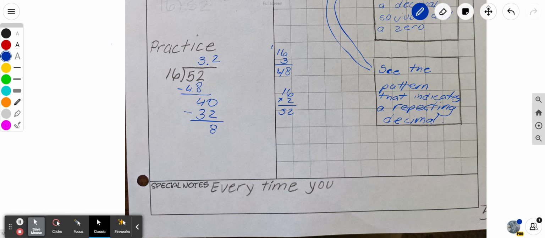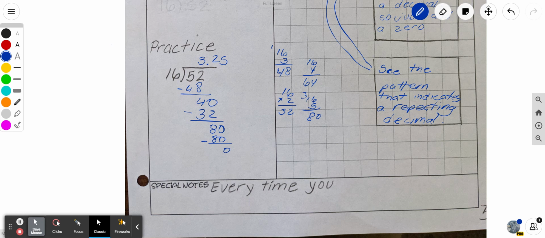16 does not go into 8, so I'm going to have to add a 0. Now I'm going to divide. 16 goes into 80. Well, I know it has to be more than 3 times. So let me try 16 times 4. Well, 16 times 2 is 32. 16 times 4 is 64. That's not quite enough. Let's try 16 times 5. Oh, look at that. So 16 goes into 80 5 times. 5 times 16 is 80. I multiply, then subtract, and I get 0.